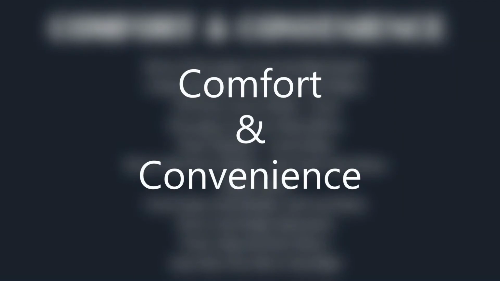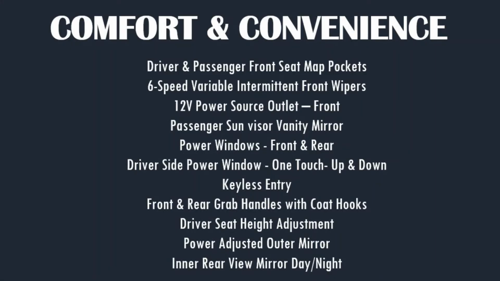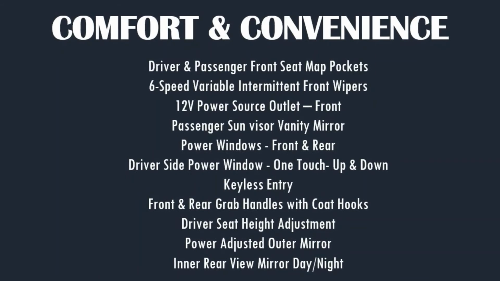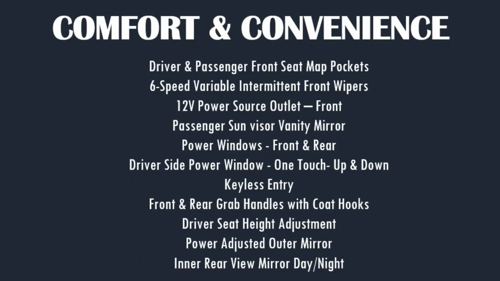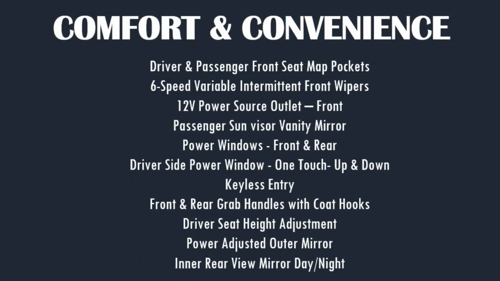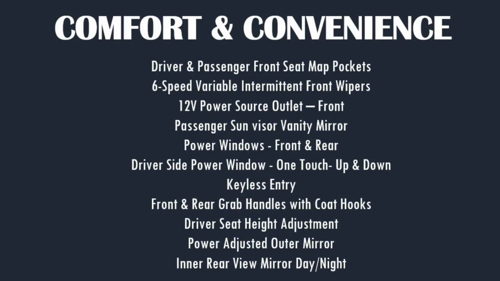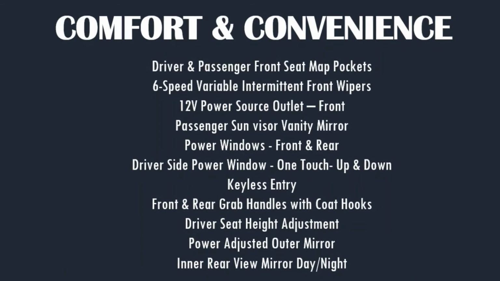Oh, you're worried about comfort and convenience? Let's see what you're getting in comfort and convenience. You're getting driver and passenger front seat map pockets. You're getting 6-speed variable intermittent front wipers. You have 12 volts power source outlet in the front, and you have passenger sun visor with vanity mirror. You have power windows for both front and rear.